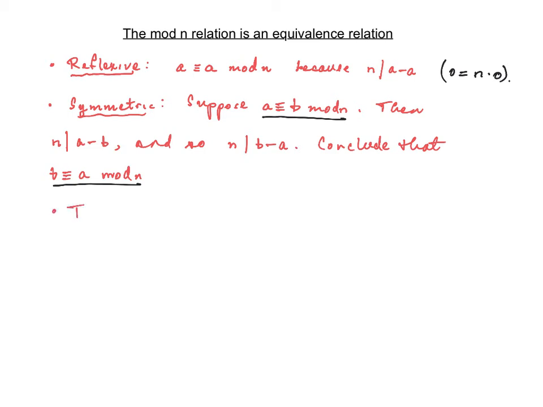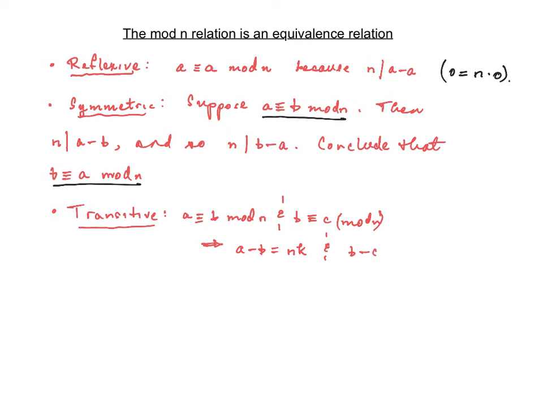Okay, so finally we have this business of transitivity. Okay, so let's suppose we have a congruent to b mod n and b congruent to c mod n. That implies that a minus b is divisible by n, meaning that a minus b is some multiple of n. And likewise, b minus c is some multiple of n.